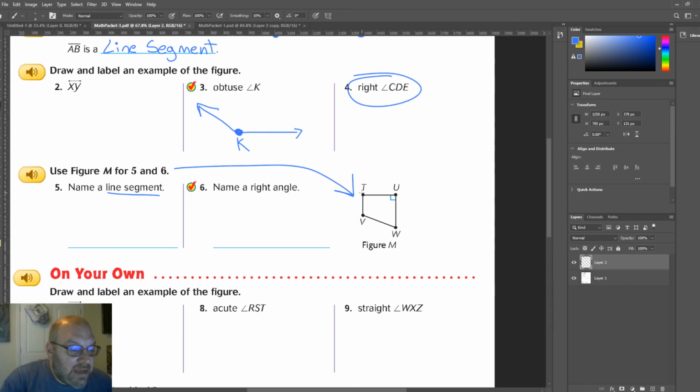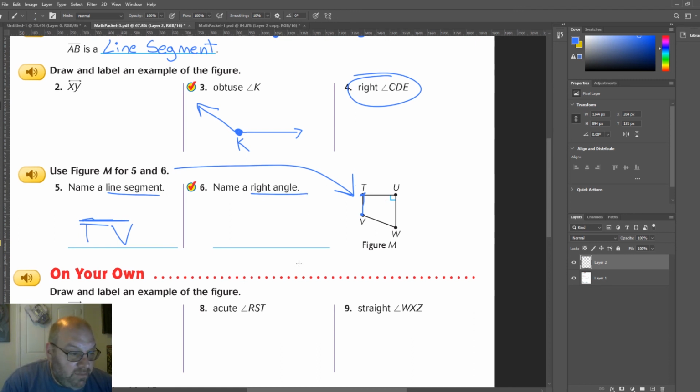So, a line segment stops at one point, stops at another point, and has a line in the middle. So look at that. The way we write it, remember, we write line segment TV. I can make that a little cleaner, but line segment TV. If I put little arrows on it, it would be a line, but it is line segment TV, so you're not going to use that one. Find another one over here. Find another one. And then do the same thing with the right angle.